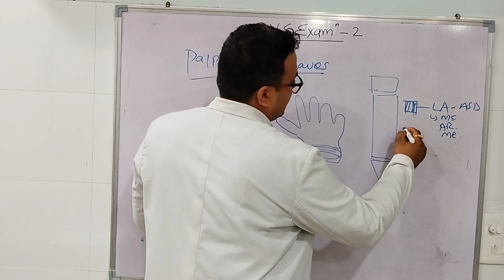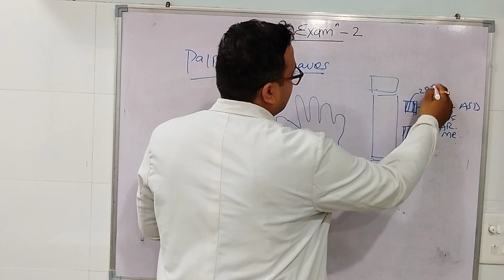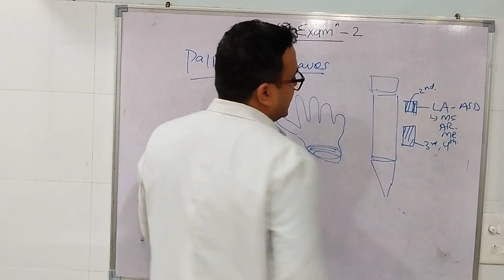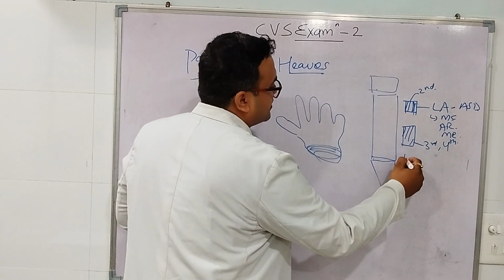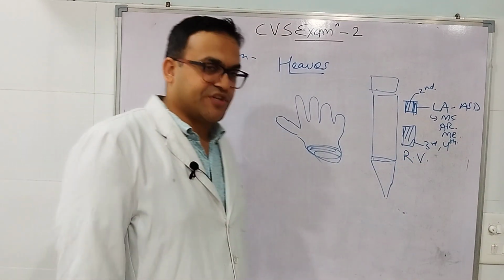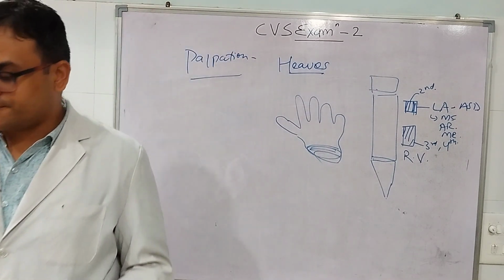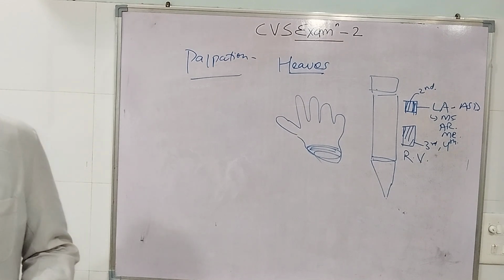Next is the left third and fourth intercostal space. This was the left second, left third and fourth intercostal space. If we feel a heave, then it is because of increased right ventricular pressures. That can be seen in pulmonary hypertension and pulmonary stenosis. That will give a heave in the left third and fourth intercostal space in the parasternal area.